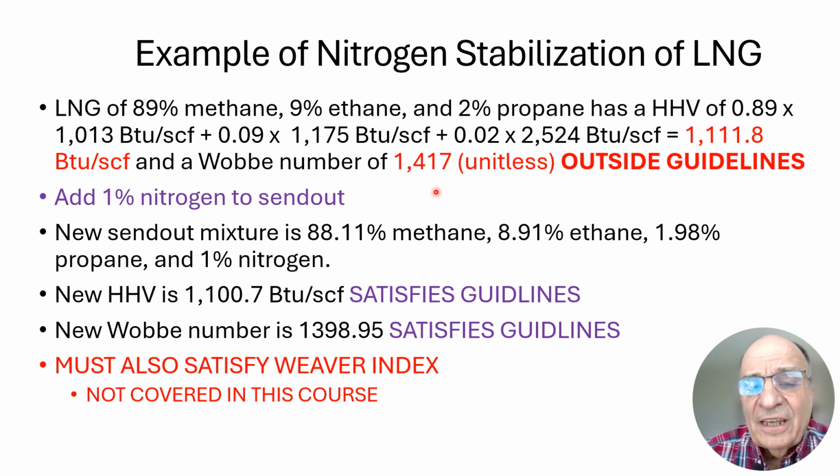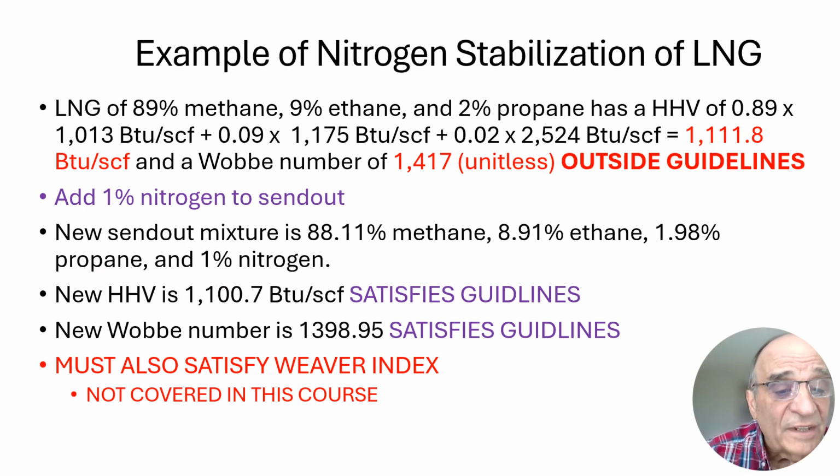So let's take this potential send out and let's add 1% nitrogen to it. Now what'll happen, all of these other percentages will decrease slightly. These will be 0.99 times 89, 0.99 times 9%, and 0.99 times 2%. Going through this, here you see the new mixture: 88.11% methane, 8.91% ethane, 1.98% propane, and of course we have 1% nitrogen.